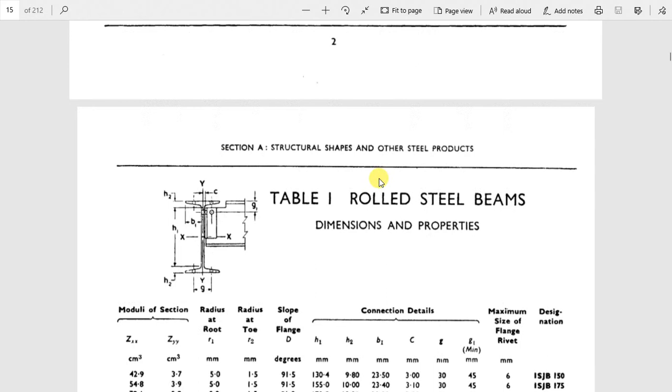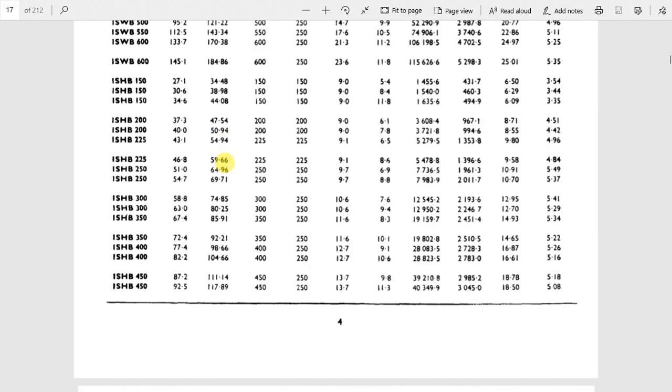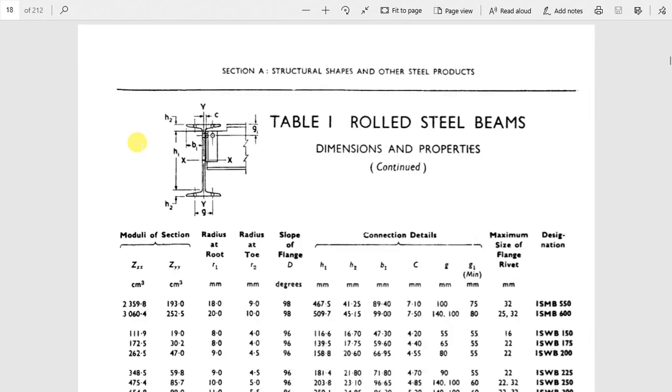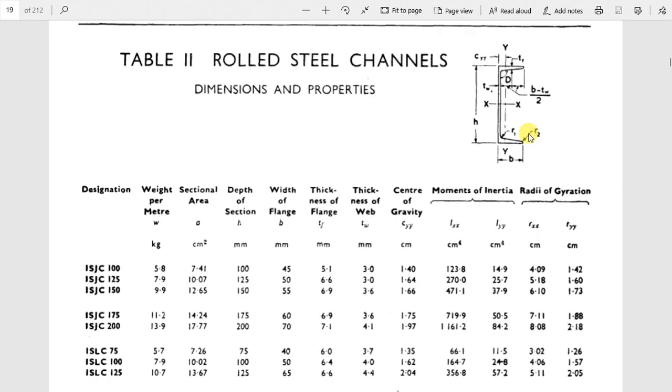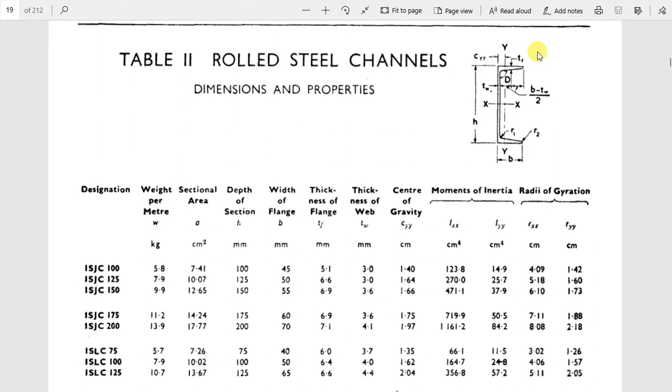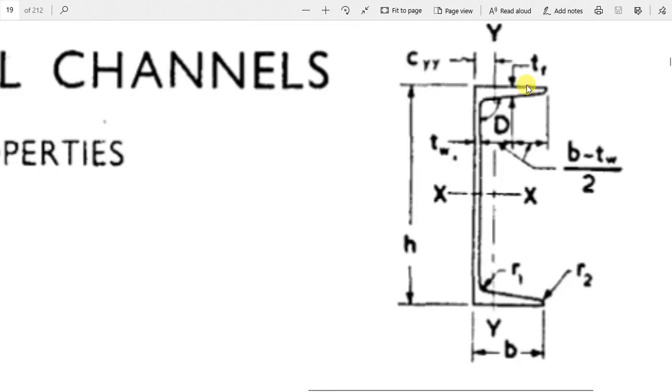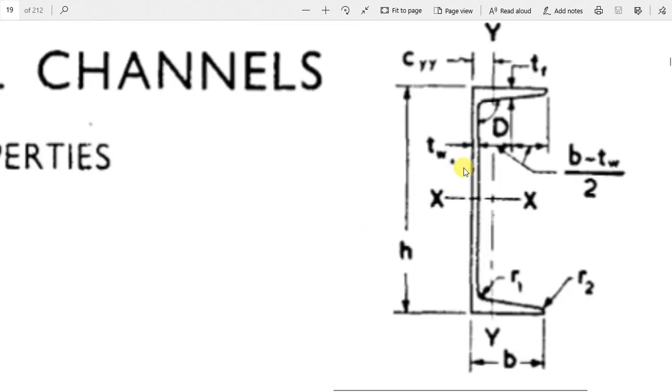So this is table 1, and this is table 1 continued for other sections, ISWB, ISHB. So table 2 is for rolled steel channels. Similar to the beams, you have those properties for channels. You can refer to the figure over here. All the symbols used are mentioned over here. So accordingly you can refer to the properties here.